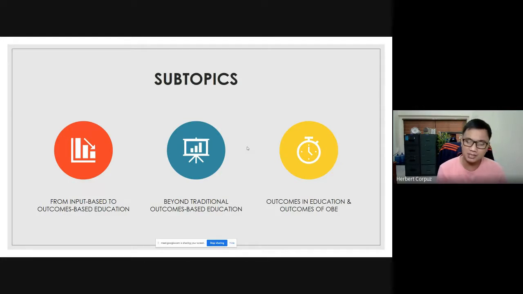Aside from input-based education, there's outcomes-based education, but sometimes schools make use of traditional outcomes-based education. We say traditional because sometimes the features of input-based education are still being done by schools implementing outcomes-based education. If OBE is practiced in schools but features of input-based education are still being practiced, then that is a traditional outcomes-based education. When we say going beyond the traditional, we are referring to the real OBE. Later on, we'll also be discussing outcomes in education and outcomes of OBE, what are expected to be achieved by learners if schools make use of outcomes-based education.